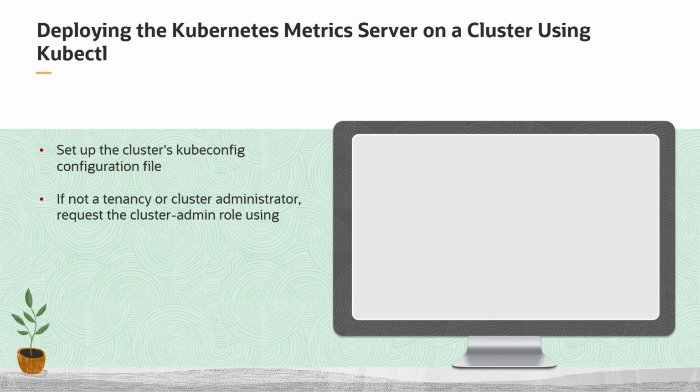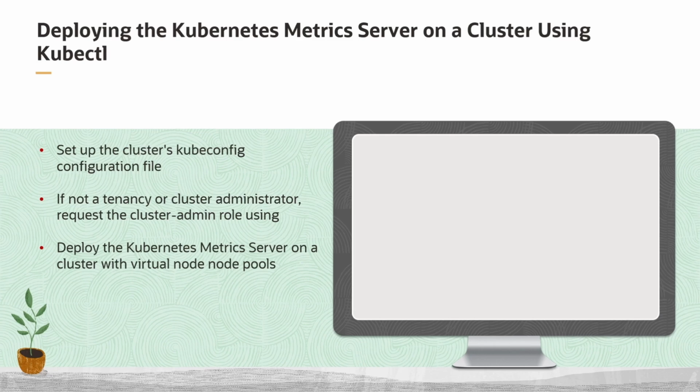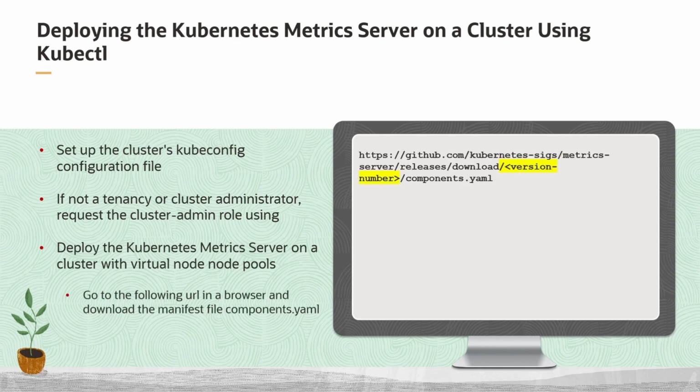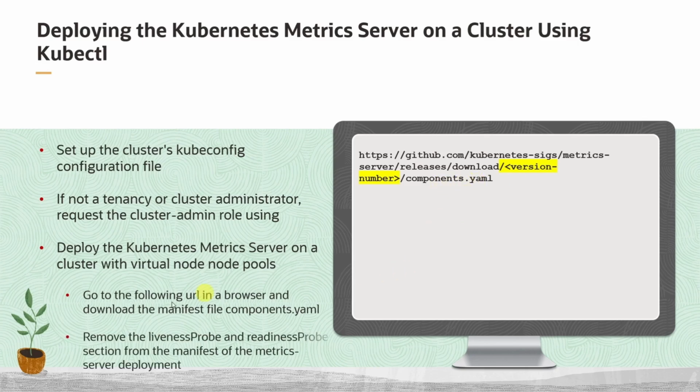Like I mentioned, you can install the Kubernetes metrics server on a cluster with virtual node pools also. In order to do so, you must go to the following URL in the browser and download the manifest file, that is components.yaml, to your local machine. Remember, you must provide the latest version number for your Kubernetes metrics server. Once you download the components.yaml manifest, you must remove the liveness probe and readiness probe section from the manifest of the metrics server deployment.